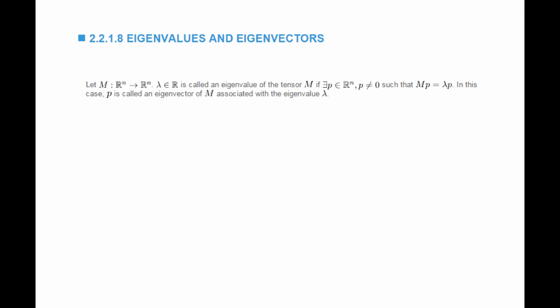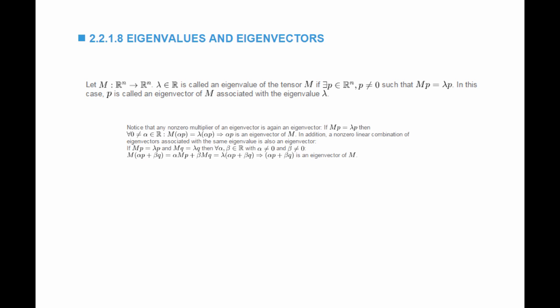If I have a matrix M from Rn to Rn, a real number lambda is called an eigenvalue if there exists a vector P, not 0, such that MP is equal to lambda P. In this case, P is called an eigenvector of M associated with the eigenvalue lambda. As you can see, the vector P does not change its direction, it just gets magnified or shrunk by a factor lambda.